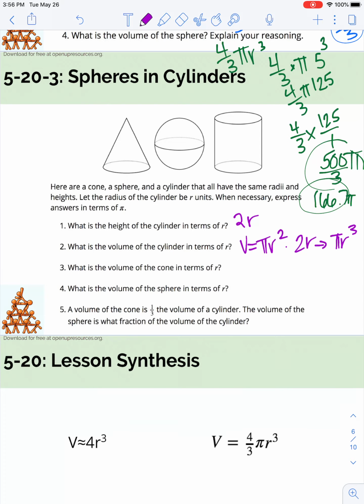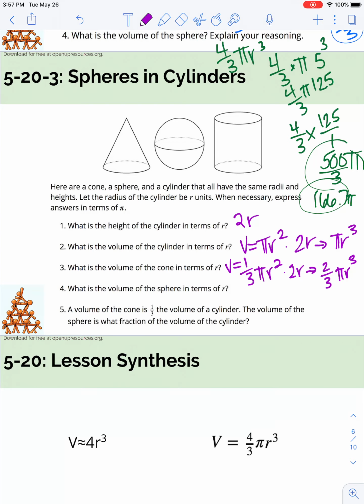So what is the volume of the cone in terms of r? Remember, the formula for a cone is 1/3 pi r squared, and then we just keep the 2r for the height. So again, if you wanted to, you could multiply the 2 by the 1/3, you get 2/3, and you get r cubed. So it's like leading up to why the sphere is 4/3.